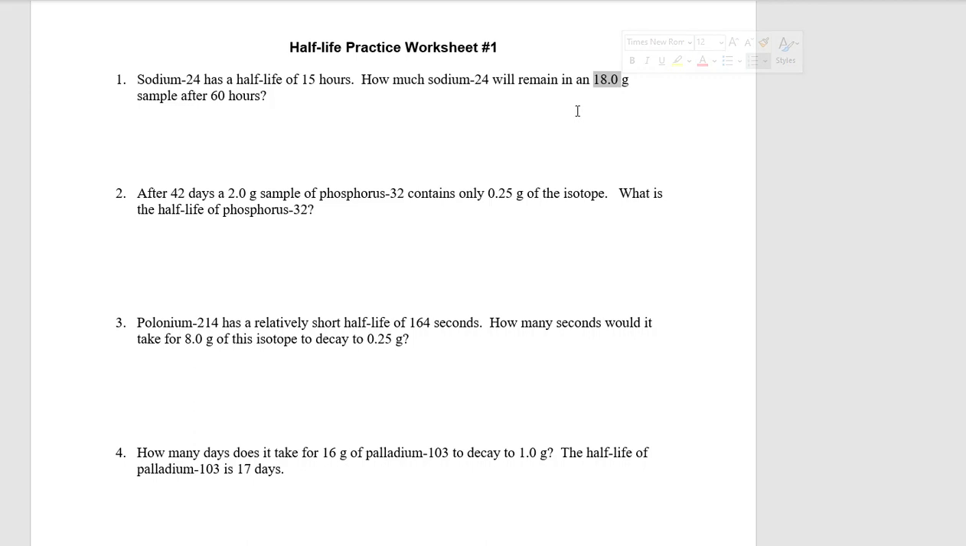Now, the more efficient way is, okay, 4 half-lives. That means 1 half times 1 half times 1 half times 1 half. So that's 1 half raised to the 4th power. So 1/16. So 1/16 of the original remains. So if you just do 1/16 times 18, right? 1/16 times 18, that would give you the mass that remains. And so that comes out to be 1.125.